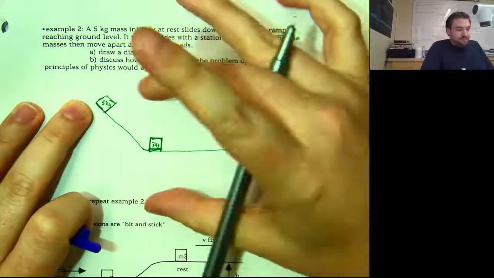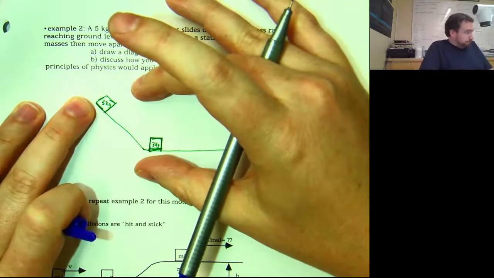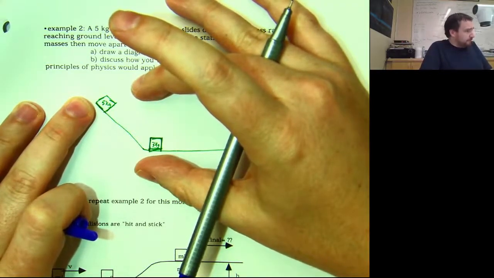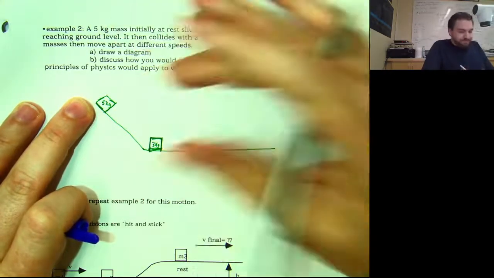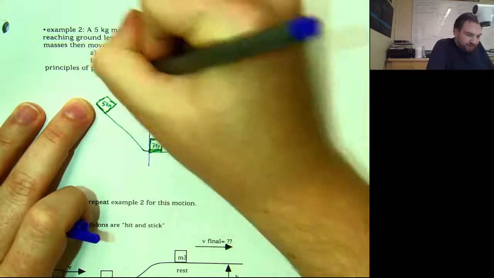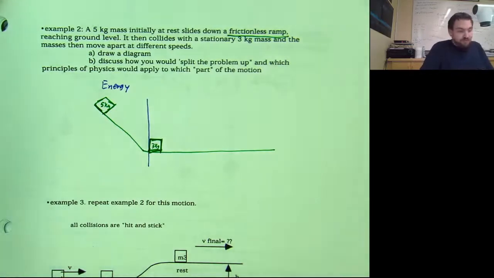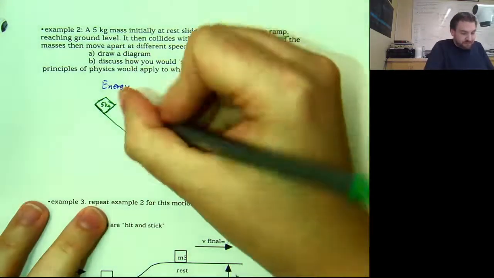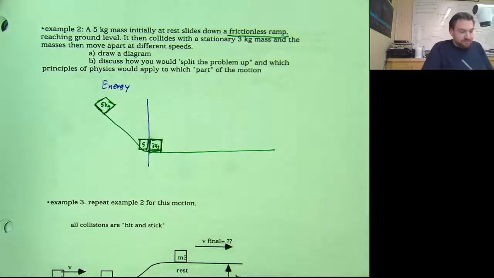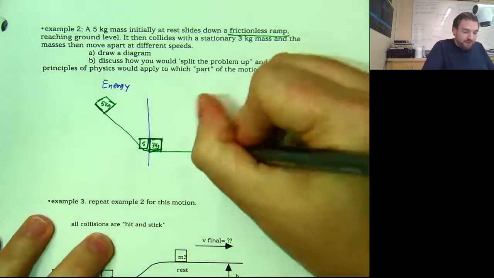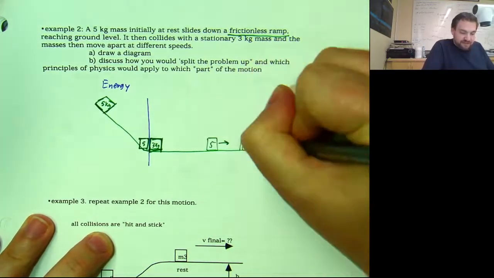What is this initial part of the problem going to be dealing with? It's energy. How do you know it's energy? Because you have a falling object speeding up. So this portion of the problem is all going to be energy. Eventually, they're going to collide. And then they're going to be moving off at separate speeds, into the sunset.